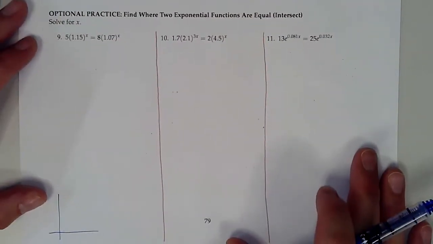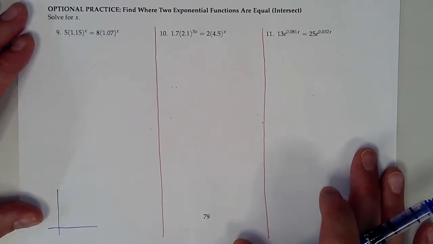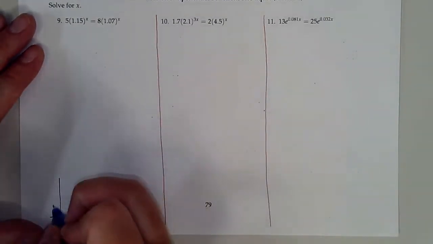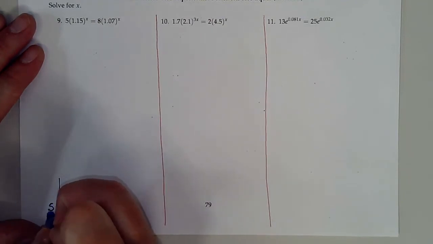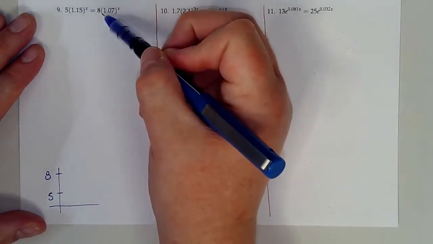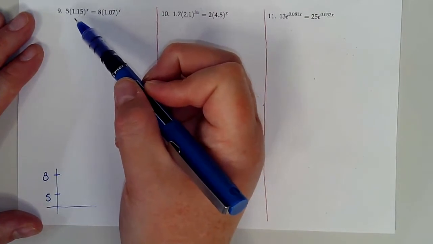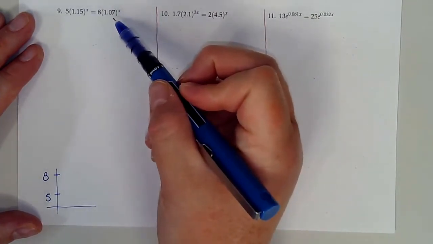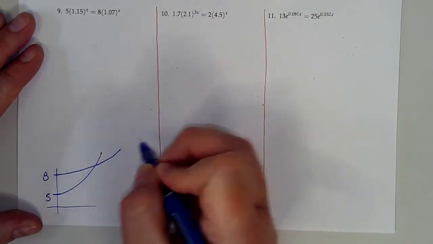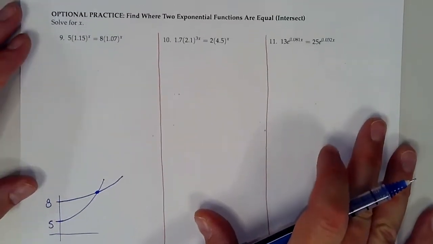Right, so we have a couple of problems to try out. This first one is 5 times 1.15 to the x is equal to 8 times 1.07 to the x. So if we think about this a little bit graphically, I have an intercept of 5 and an intercept of 8. This one that starts at 5 is growing faster. It's got a 15% growth, and this one only has a 7%. So this one will come through a little bit faster. This one will be a little slower, and so they will cross. Okay, and so let's go ahead and find where that's going to be.